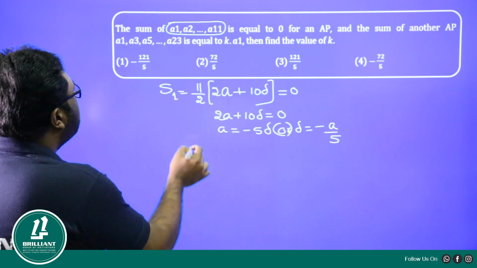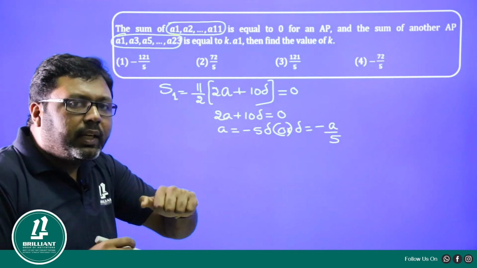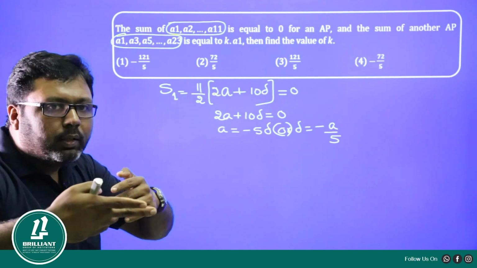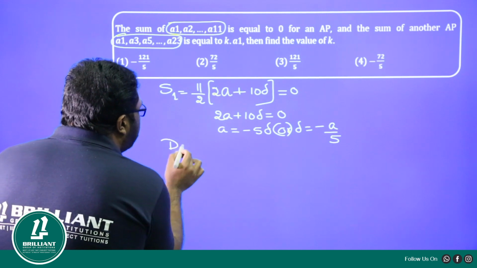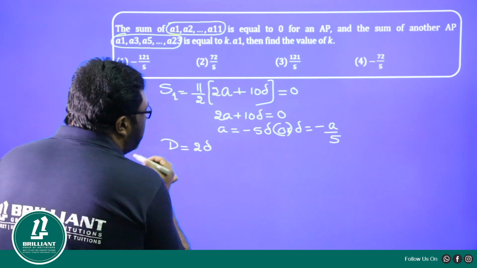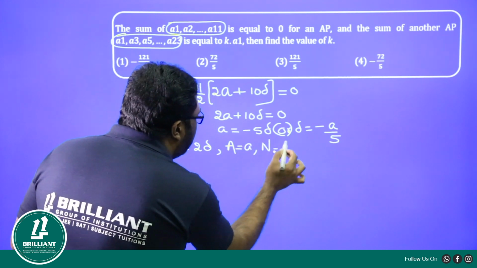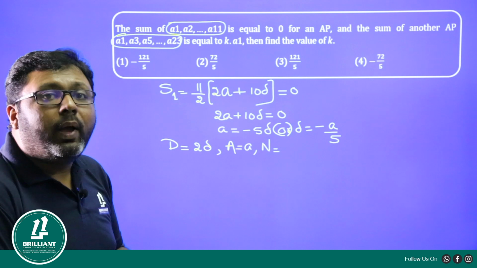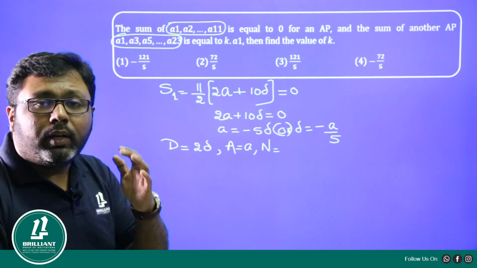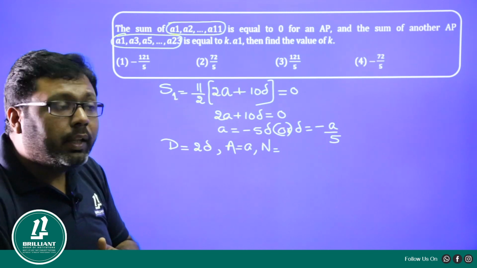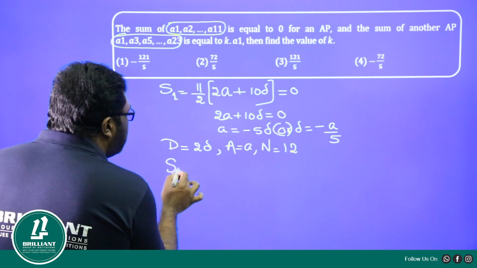Now if I consider the next AP, the difference between the first AP and the next AP is that one term is skipped, right? So in this case, what happens to the common difference D? The common difference D becomes 2D, but the first term is still A and the number of terms is 12. It's A1 to A23. Count the number. It's like odd numbers from 1 to 23. There are 12 odd numbers. So n is equal to 12. So what is the second sum?